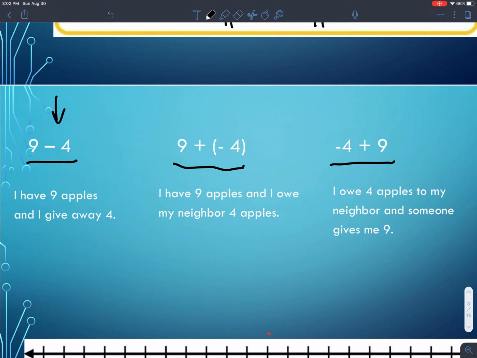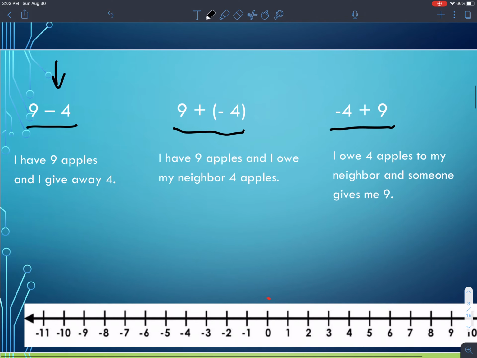We have three real world examples. I know that it's kind of almost a little silly to talk about having 9 apples, but we're starting at a really basic level so that you can understand what we're talking about. So 9 minus 4 means that you have 9 apples and you give away 4, okay?